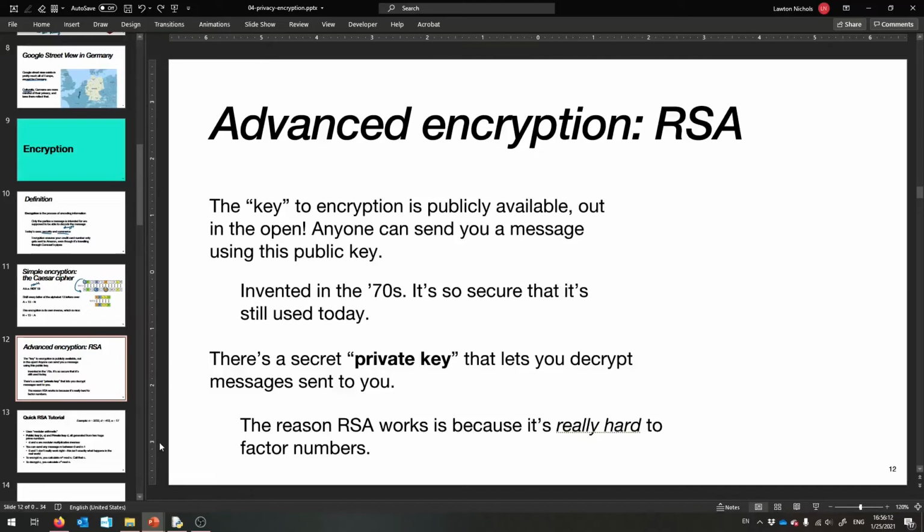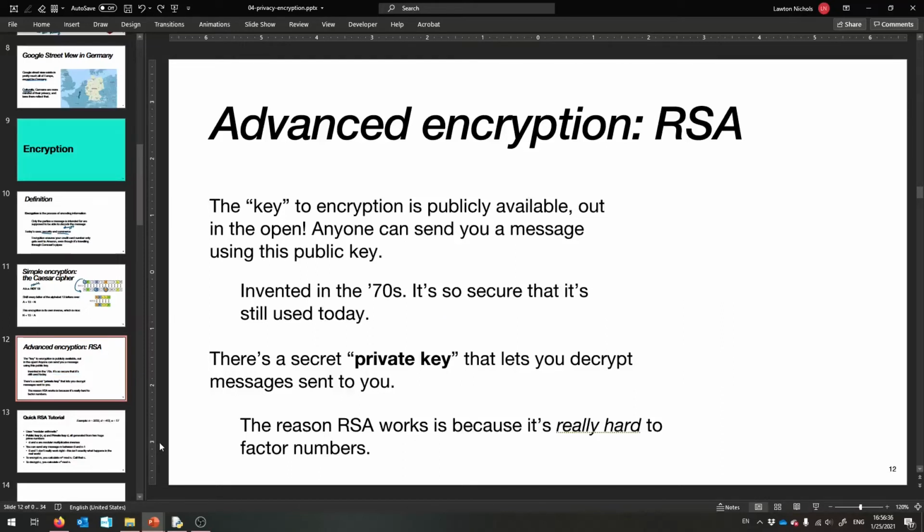And a very nice advanced encryption scheme is called RSA. It stands for three people's last names, the people who invented this in the 70s. And it's actually so secure that it's still used today. It's most likely going to never be breakable, assuming you keep the numbers large as computers get faster.